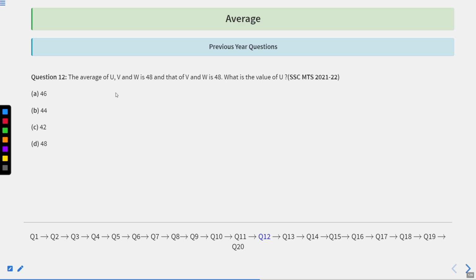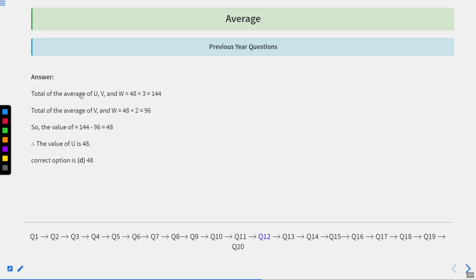Now, problem 12. The average of U, V, and W is 48, and that of V and W is 48. So, what is the value of U? The total of U, V, and W is equal to 48 times 3, which is 144. The total of V and W is 48 times 2, which is 96. So 144 minus 96 is equal to 48. So the value of U is 48, option number D.